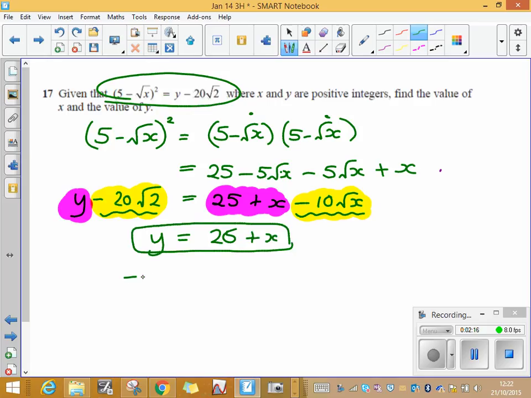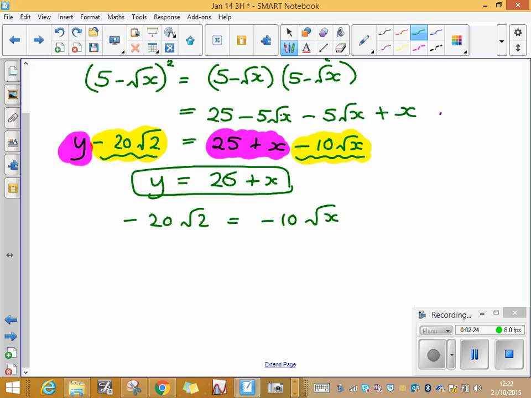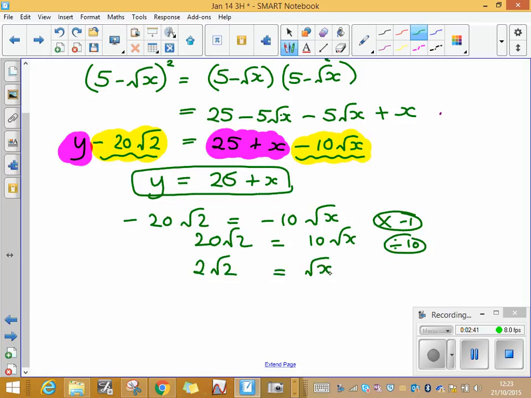And I also know that minus 20 root 2 is equal to minus 10 root x. Well, let's see if I can figure out from that what x is. Well, for a start, I can multiply both sides by minus 1. So I can see that 20 root 2 is going to equal 10 root x. And if I divide both sides by 10, then the left-hand side becomes 2 root 2, and the right-hand side becomes root x. And I can now square both sides.